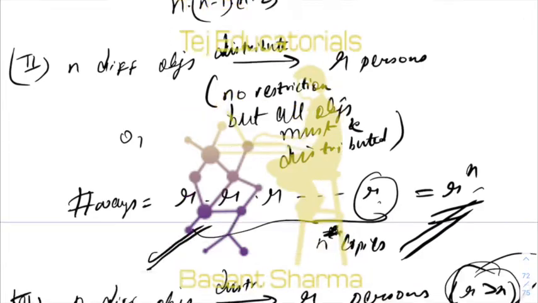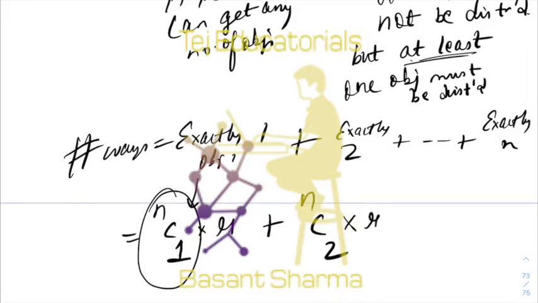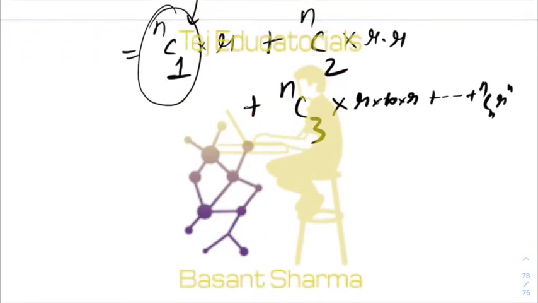So first of all, select one object that you want to distribute, and that one object has r options. It can go to any one person. Similarly, select the two objects that you want to distribute, and then the first object will have r options and the second object will also have r options. Then select three objects into r cubed, and so on till nCn into r to the power n. And again, if you have studied a little bit of binomial, you will recognize that this is nothing but (1 plus r) to the power n minus 1.